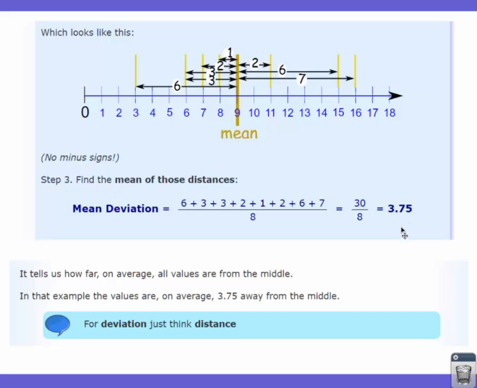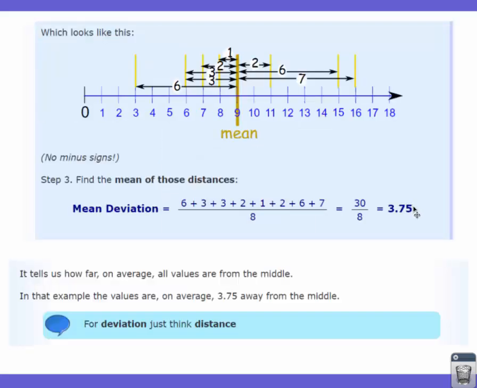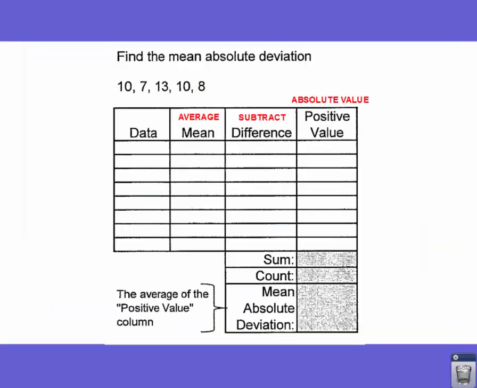That tells us that our data is pretty spread out. When you look at the values of 3 to 16, that tells you that the average distance each number is away from the mean is quite a bit. The closer this mean absolute deviation is to zero, the tighter our data, or the better our data. We really don't like data that's real spread out. We like data to be fairly tight. So let's see if we can do a couple of examples, and then we'll see how this is tested on STAAR.